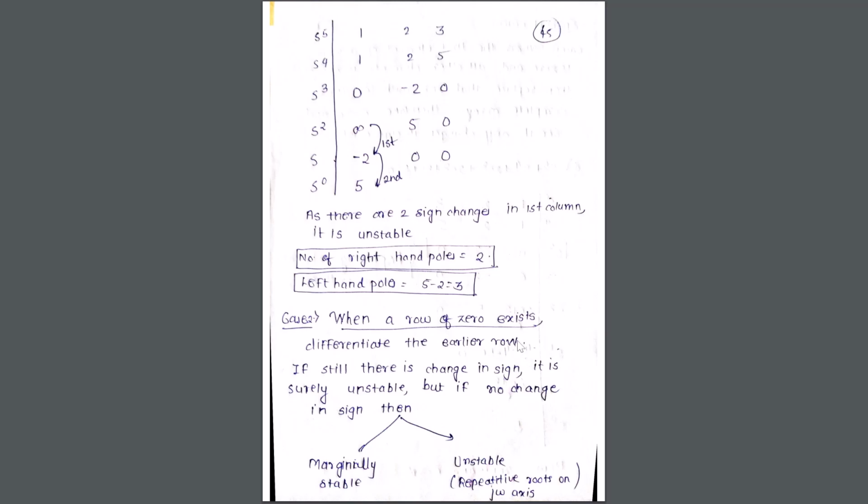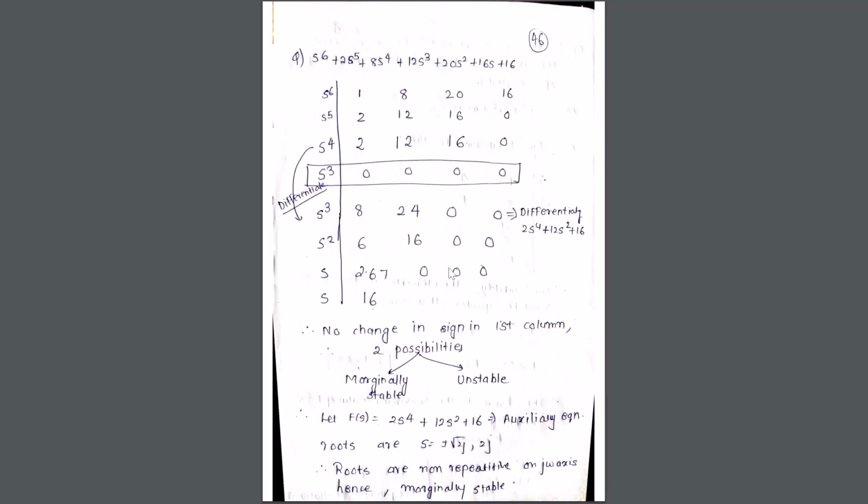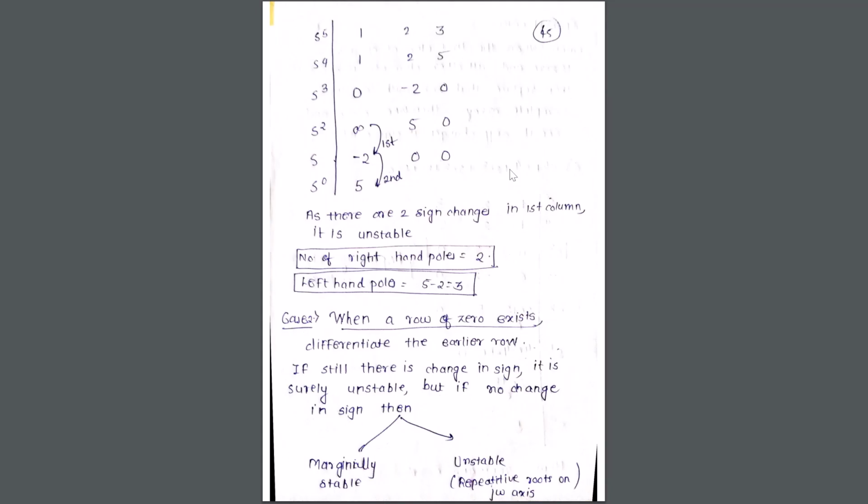So what it means is that whenever you find a row of 0, there can be two conditions. Either it can be marginally stable or it can be unstable. But it's not possible to be completely stable. So whenever you get a particular question in a paper, for example in a competitive exam, and you're getting a Routh-Hurwitz table wherein an entire row is coming as 0, and they're asking whether the system is stable or not, it is definitely not stable. You can straight away tell it without even solving it further.